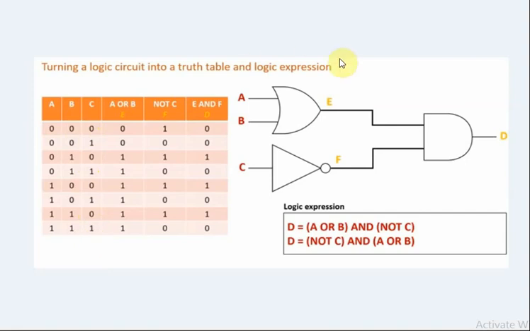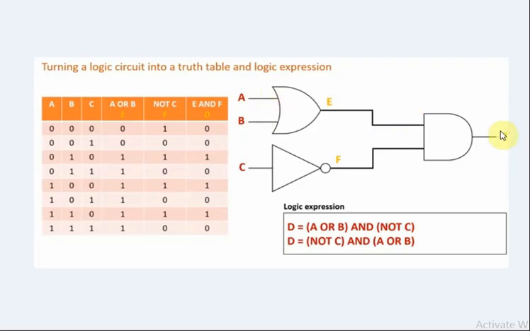Then you can take the E column and F column separately. For A and B the output is E, and not C is F. After that you can compare these two and write the D, right?